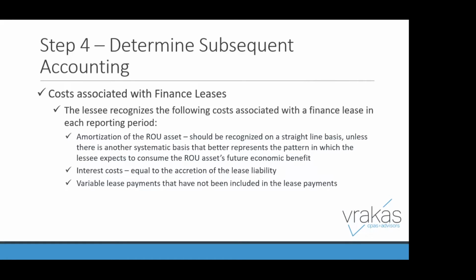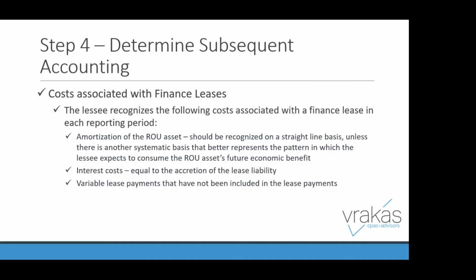Subsequent accounting, let's talk about the costs associated with the different types of leases. So for a finance lease, again, these are very similar to our previous capital leases. What you're going to do is record amortization of your right of use asset. And this should be done on a straight line basis, very similar to under the previous model when we booked the actual asset, and we would record depreciation expense on those assets, which we typically did on a straight line basis.